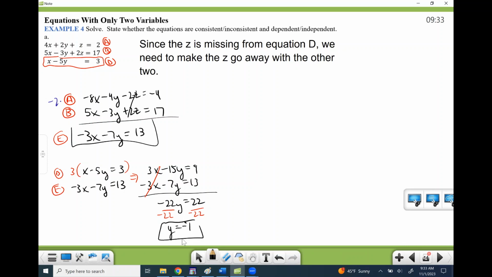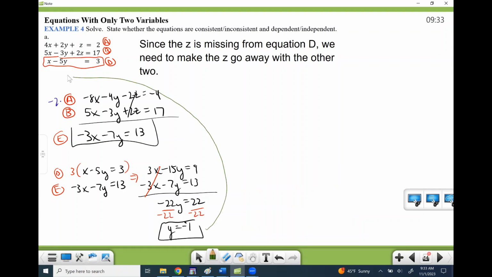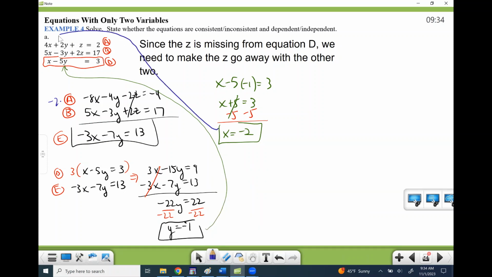All right. So we've got to go back to D or E, and I'm thinking D, because if we substitute that negative 1 in right there, getting x would be pretty easy. So we've got x minus 5 times negative 1, x plus 5. So we're going to go ahead and subtract 5 from both sides. So that gives us x equals negative 2. And now we have to go in and get z. So I'm thinking equation A seems the best for getting z. So we're going to take x equals negative 2, and we'll take y equals negative 1, and we'll substitute it in there.